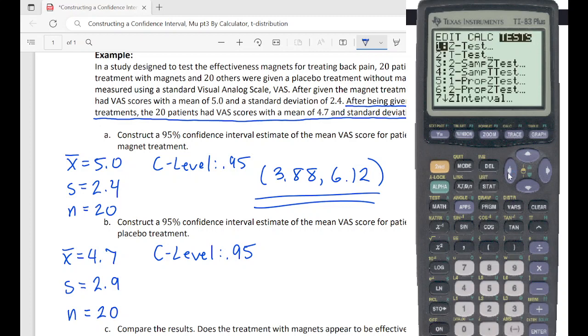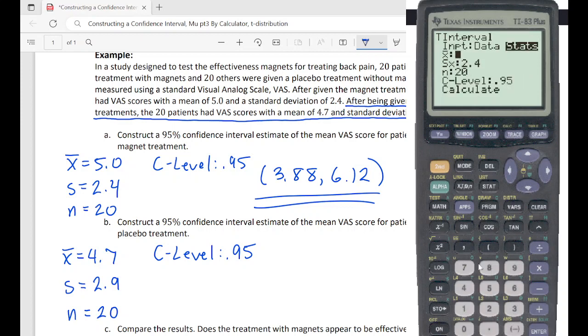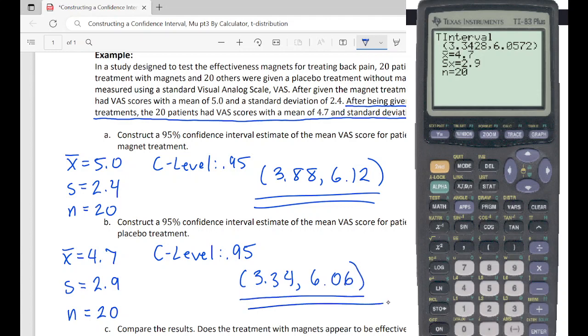So again, stats, tests, and we're going to go to t interval since we do not know the population standard deviation. So we're doing 8 for t interval and plug in our x bar, which is 4.7, our sample standard deviation 2.9. Still have 20 people and still 95%, so leave those alone. Hit enter. It'll think about it again, and then it'll pop up an answer at the top that says 3.3428 to 6.0572. And I am again going to round to 2 decimals. So 3.34 to 6.06. So we are 95% confident that the true mean VAS score for patients given the placebo treatment is between these two numbers here.